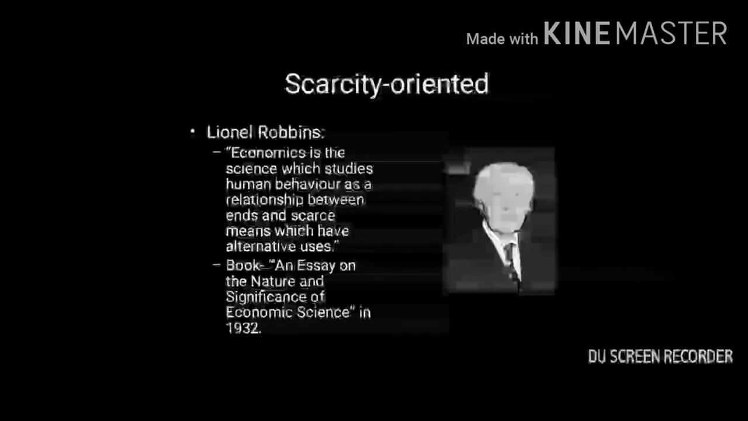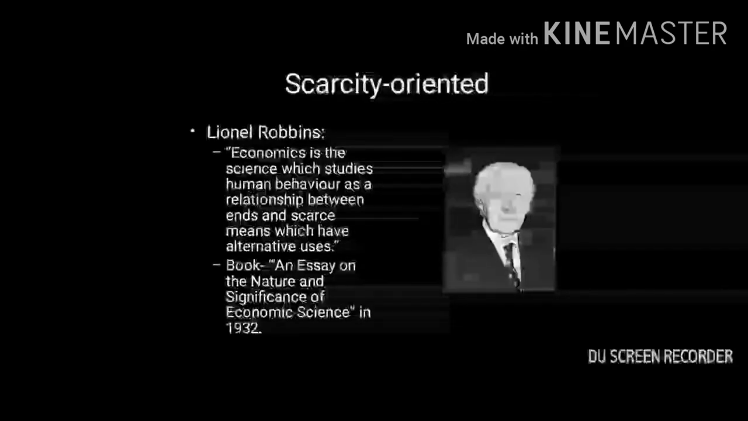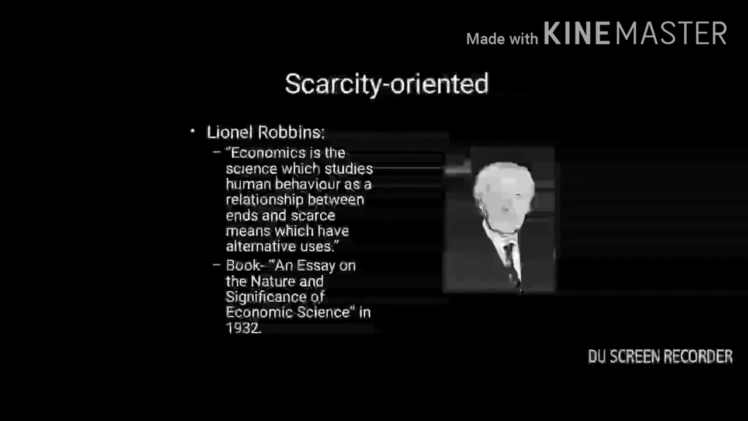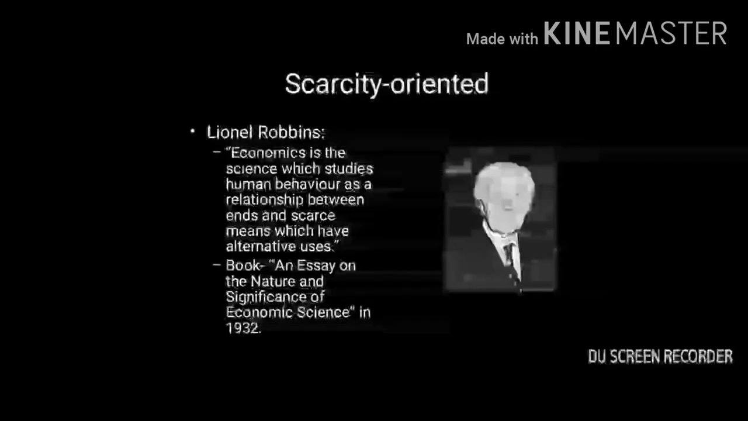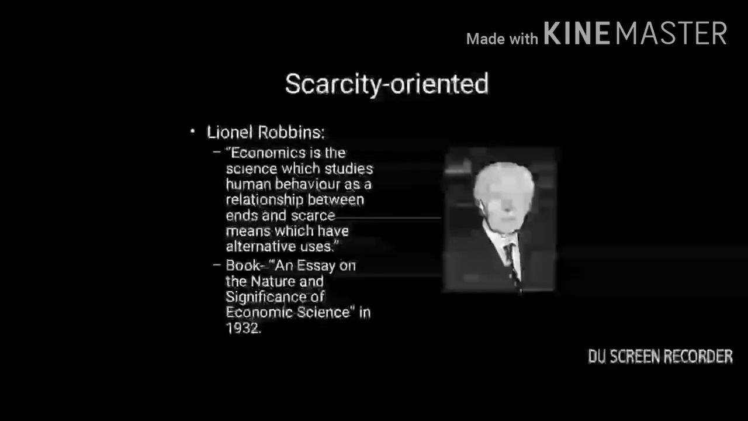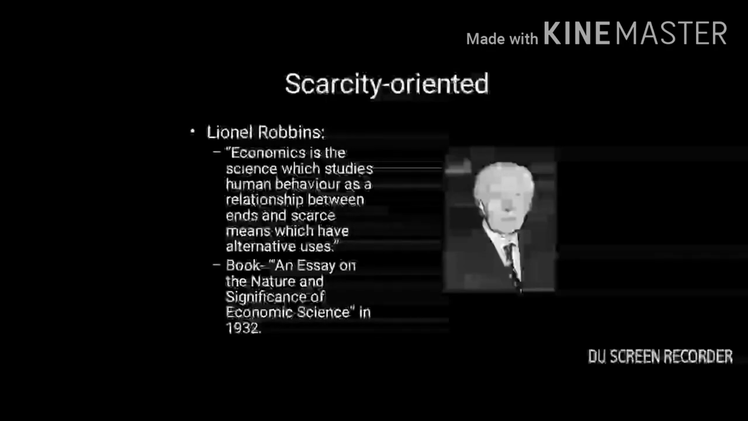Now, moving on to the third important definition, that is the scarcity oriented definition, which was completely ignored by Adam Smith and Alfred Marshall, and was given by Lionel Robbins. It is the most accepted definition of economics. In 1932, in his book, An Essay on the Nature and Significance of Economic Science, according to Robbins, neither wealth nor human welfare should be considered as the subject matter of economics. His definition runs in terms of scarcity. Economics is the science which studies human behavior as a relationship between ends and scarce means which have alternative uses.